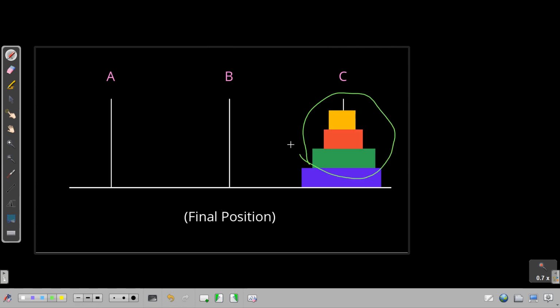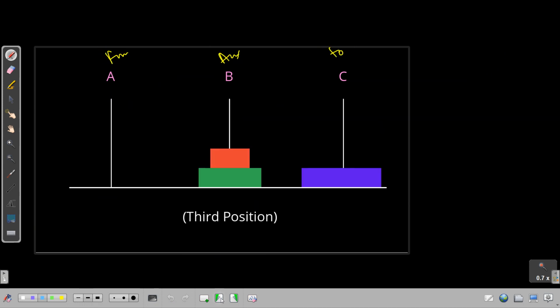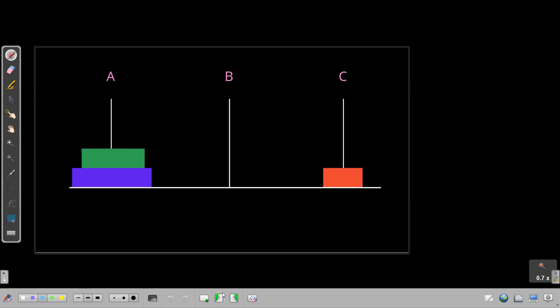Now you must be thinking, there is a statement in the problem statement that you can't move more than 1 block at the same time. So how am I moving 3 blocks at the same time? Actually, I am not moving 3 blocks. I am moving them one by one, but I am showing you some positions. This was for our 3 block structure.